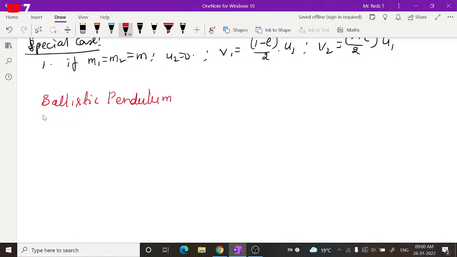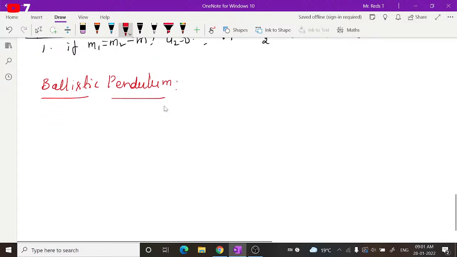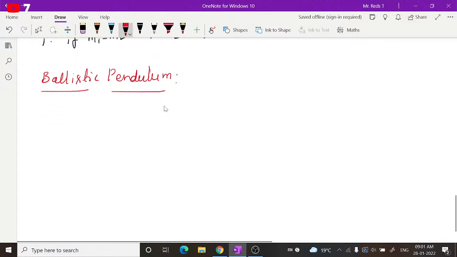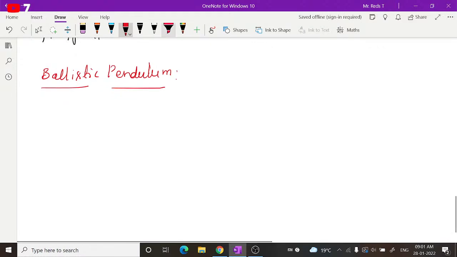We have discussed some examples for perfectly inelastic collisions, right? The ballistic pendulum is based on a perfectly inelastic collision. In this case, we will discuss a few interesting points. We'll see what those are.